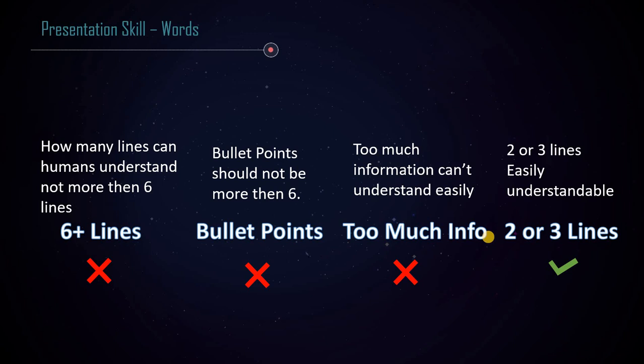Use 2 or 3 lines that are easily understandable, so that is more effective. Don't use 6 plus lines, use 2 or 3 lines. That is very easy to understand. Only use keywords, so your audience will be engaged with you.